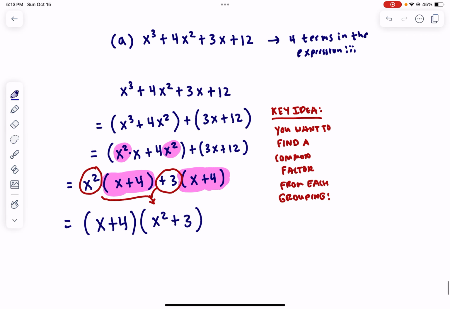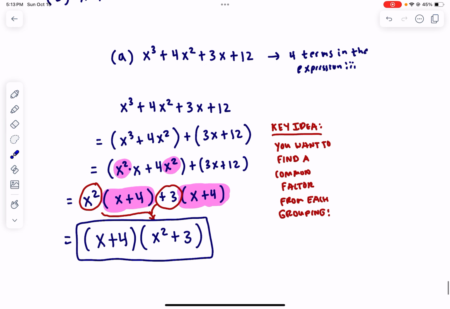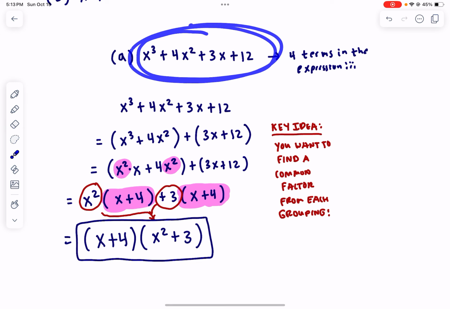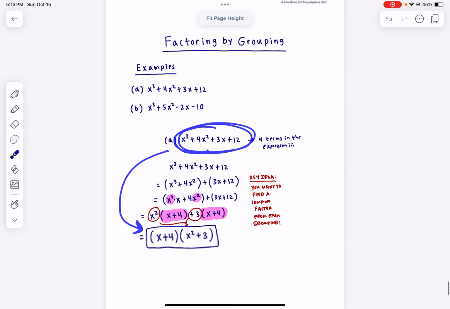And there you go. We factored by grouping in this example. So this would be your final answer for part A. So once again, if we look back at part A, we went from this expression all the way to this factored expression using factoring by grouping.